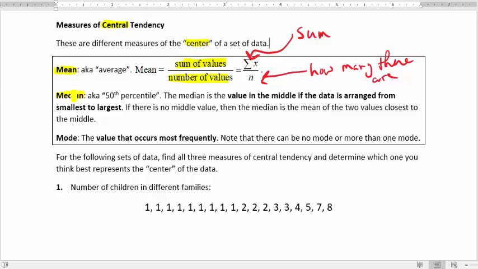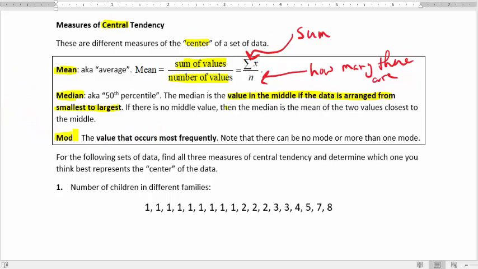And then we have the median, which is sometimes also referred to as the 50th percentile. The median is the value in the middle if the data is arranged from smallest to largest or largest to smallest. You could arrange it either way, and the value that's in the middle is always going to be the median. Now, if there is no middle value, then the median is the mean of the two values closest to the middle. So we'll look at that in an example in a second.